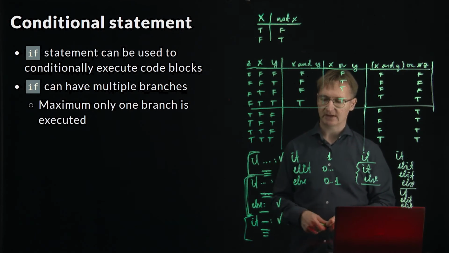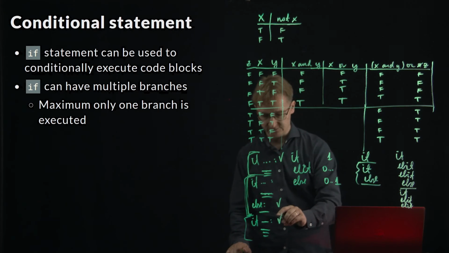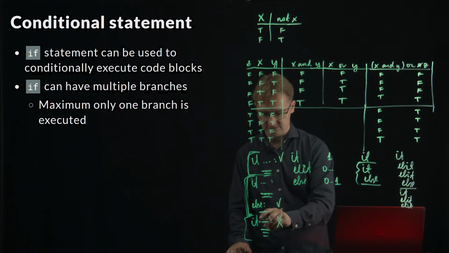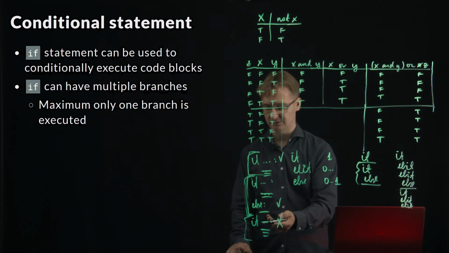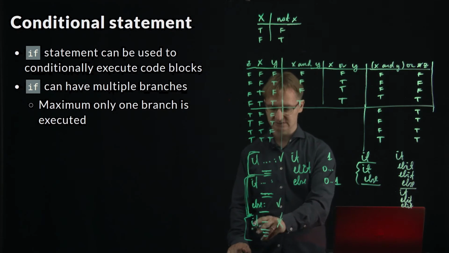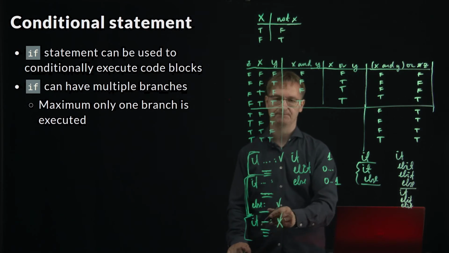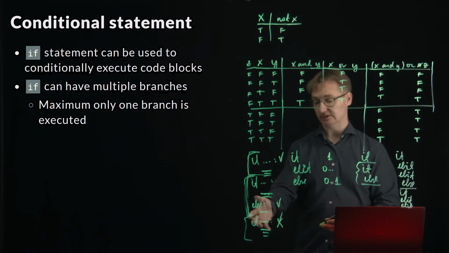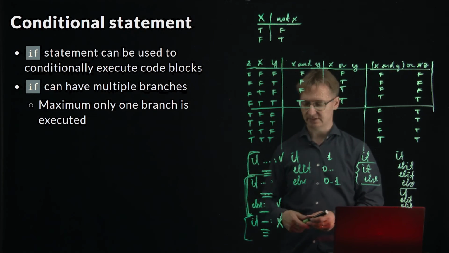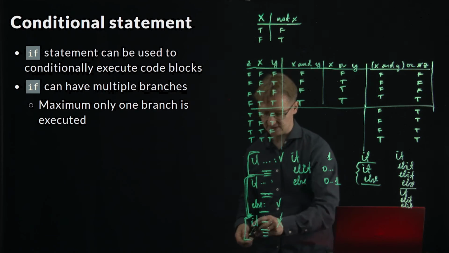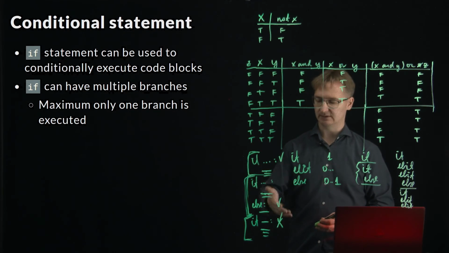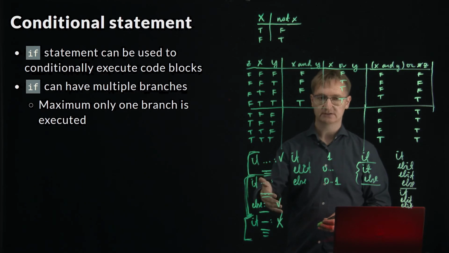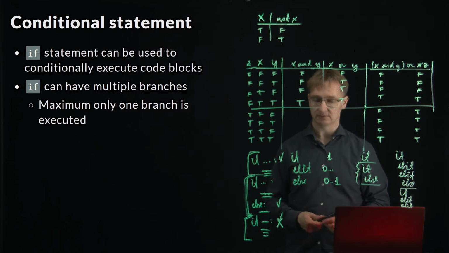And also what can happen is that none of those branches is executed. So for example, we have an if statement here, if the temperature is above, I don't know, 30 degrees, because it's not, then we just ignore this branch and we don't execute any of those branches inside this if statement. So, but the maximum is 1. So we can execute only one branch, but we can also execute 0.